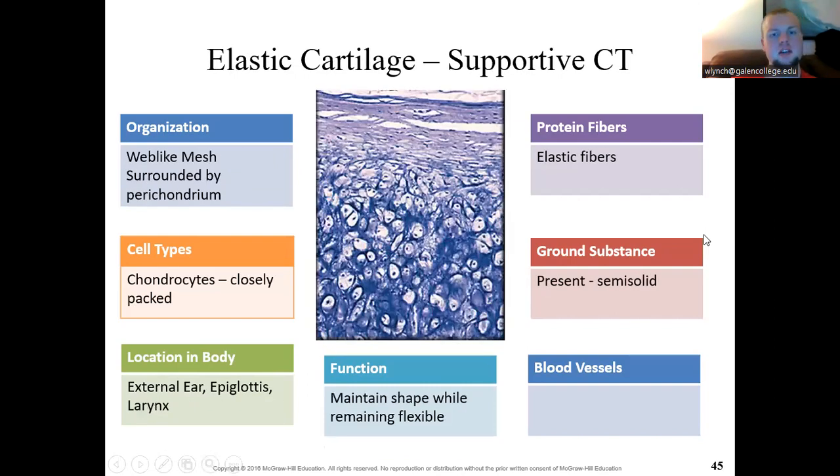The elastic is going to be the most extensible of the cartilage. We're going to find this in areas that we can pull and retract very easily, such as the lobe of the ear. Also the epiglottis, which is going to cover the trachea while you're swallowing food or water, and the larynx, where our vocal cords are.